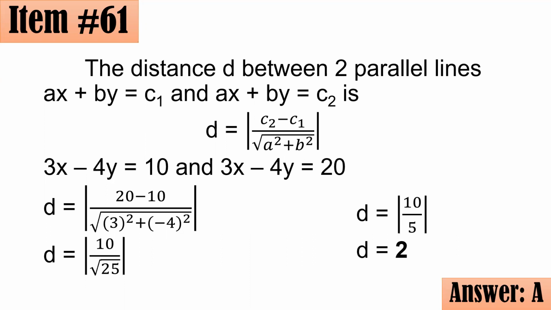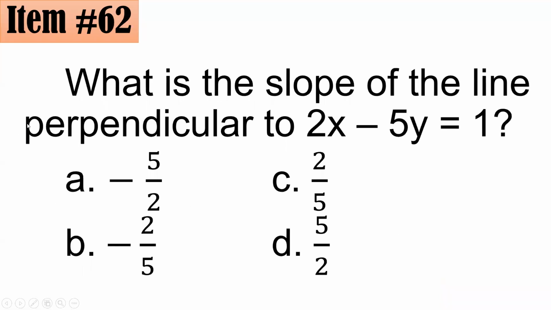Okay. Thank you. Let's proceed to item number 62. What is the slope of the line perpendicular to 2x minus 5y equals 1? Did you go for negative 5 halves, negative 2 fifths, or 5 halves? I could see also that so far, everyone who commented, your answer is letter A. Okay, let's see if A is correct.